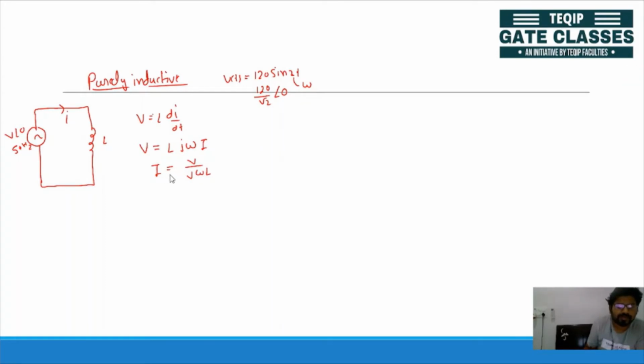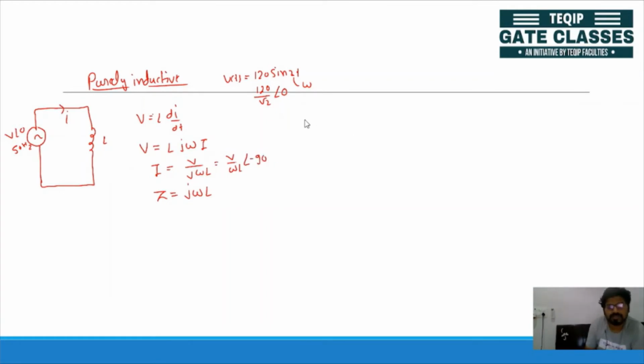So from Ohm's law you can see here that I should be equal to V by Z. Then it means your impedance in this circuit is equal to j omega L. And from here if you convert it into polar form, you will get V upon omega L as a magnitude, and the angle will be minus 90.